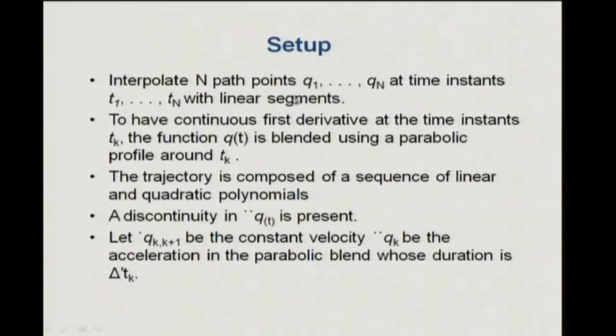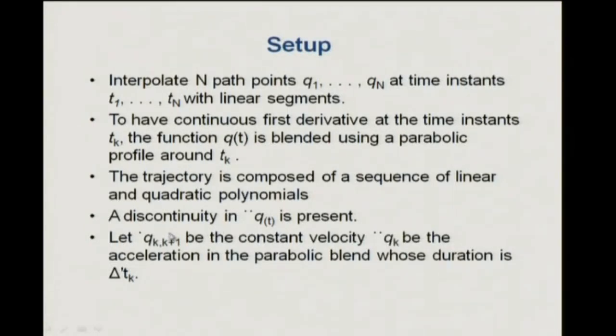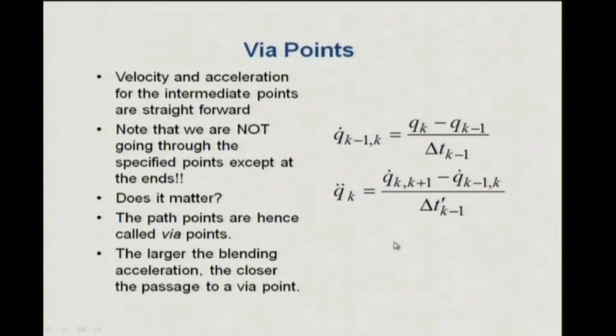So, you interpolate with linear segments, okay. We blend using a parabolic profile around Tk. So, you have a series of linear and quadratic polynomials. We live with the discontinuity of the second derivative, so it is not a spline, and there is a constant acceleration. Basically, in the linear portion there is a constant velocity, and then we have a constant acceleration in the parabolic blend. So, these are the two parameters. You simply set up these two equations defining them. Velocity, acceleration, intermediate points, you know the values, just set it up. You define q dot k minus 1 comma k over an interval, and using this definition you define the accelerations over the blend.